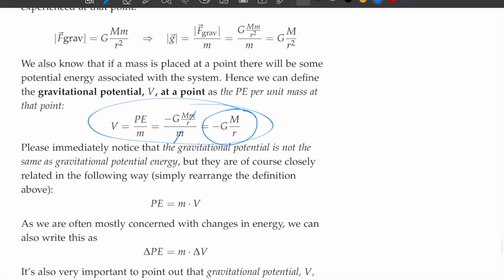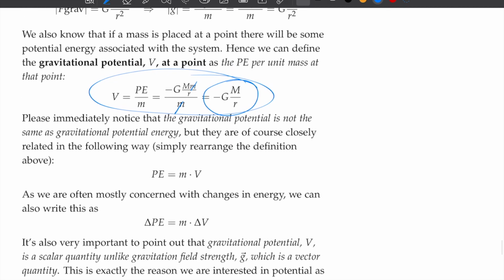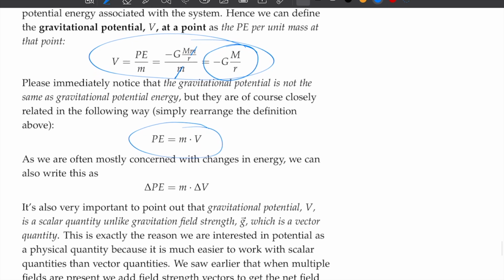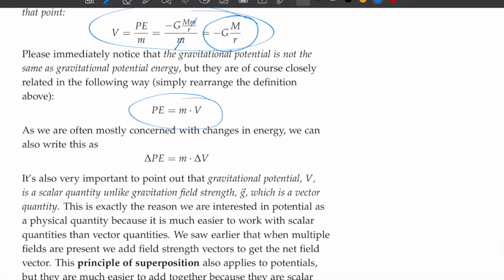So that also leads to this important relationship that, to get the potential energy, I just need to take the potential and multiply by the mass, PE equals mV. This is often written as delta PE is m times delta V, because we're always looking at changes in energy and changes in potential.